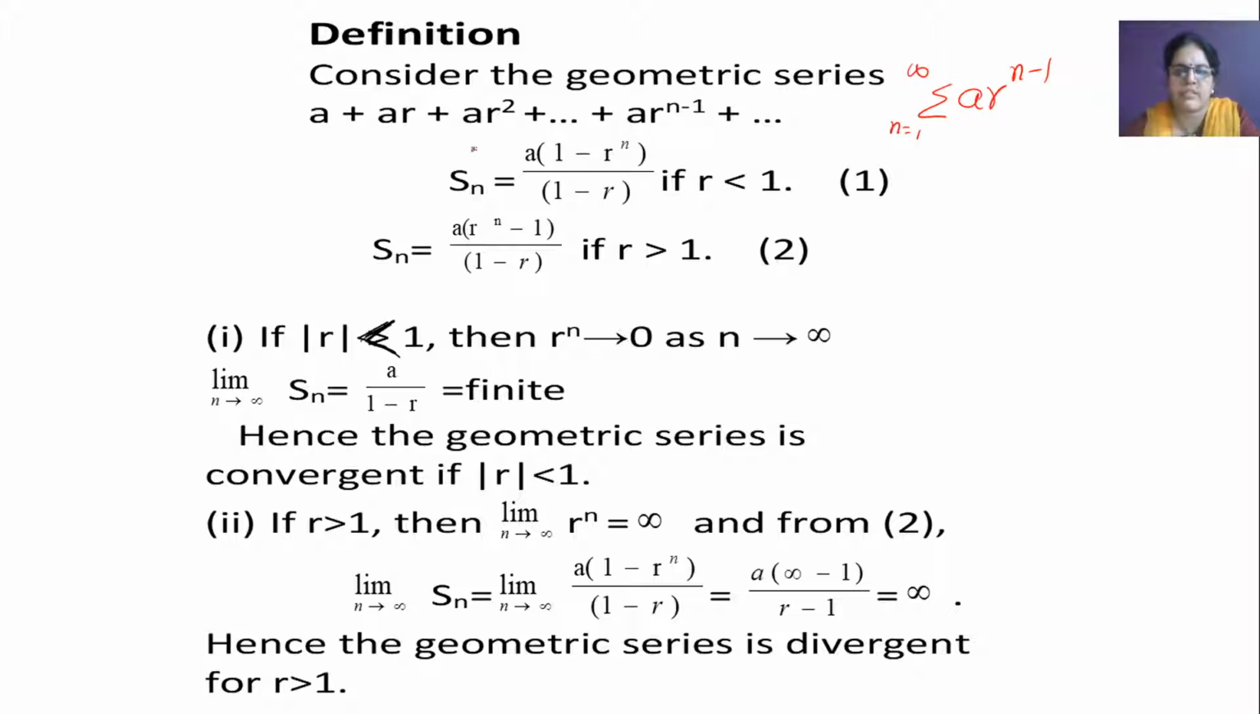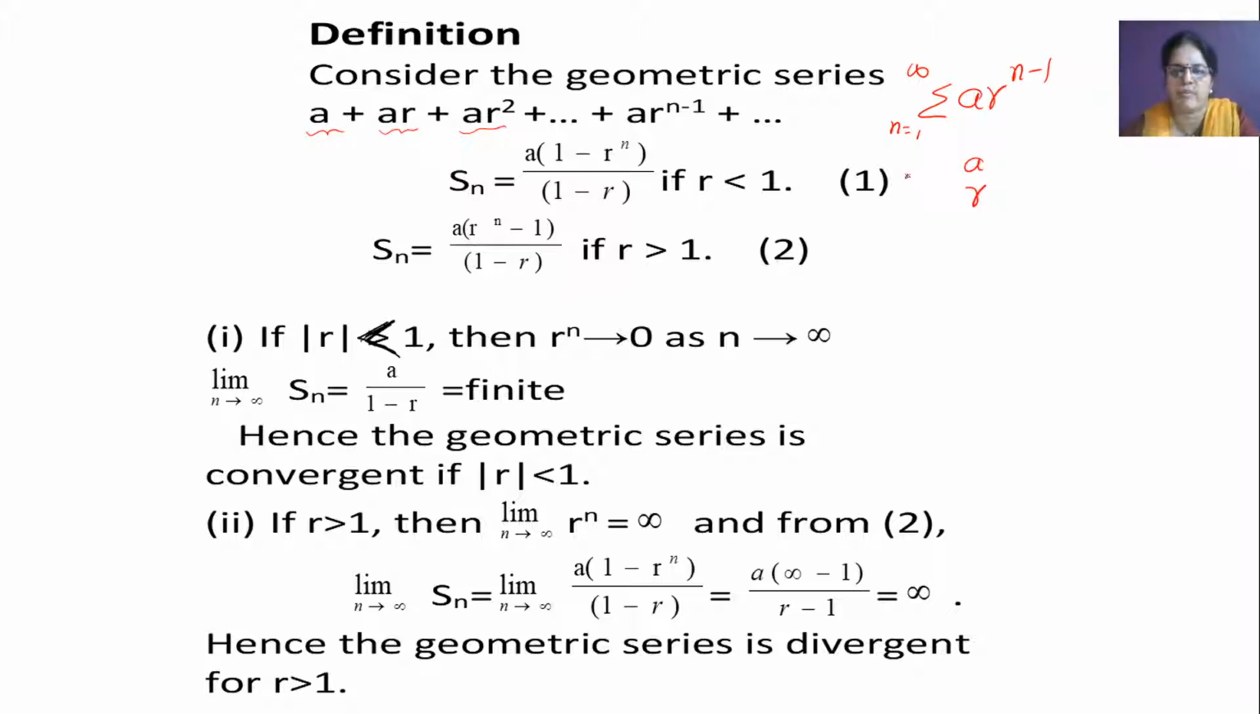So first let us consider the sequence of partial sums. Before that you can notice that this is a series with the first term a and common ratio r. Ar by a, ar square by ar, all are equal to r. So this is a geometric series with first term a and common ratio r.